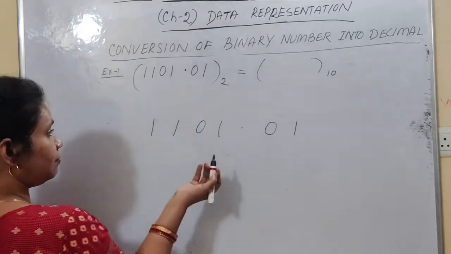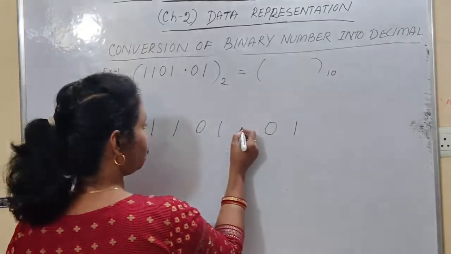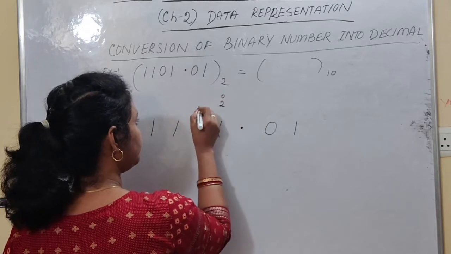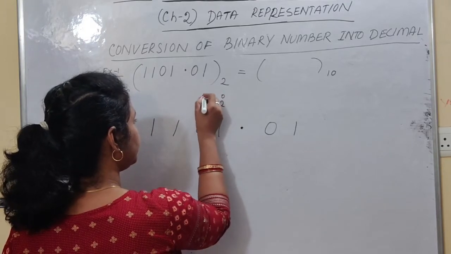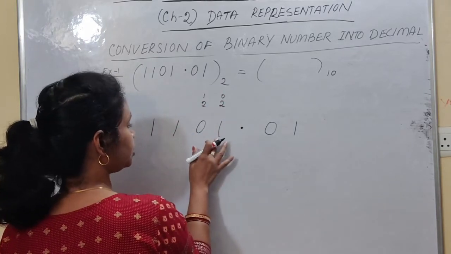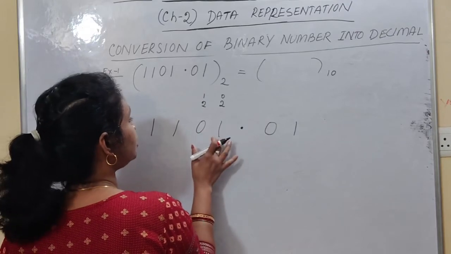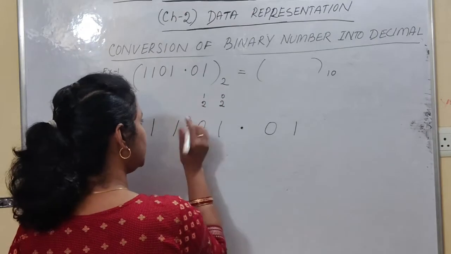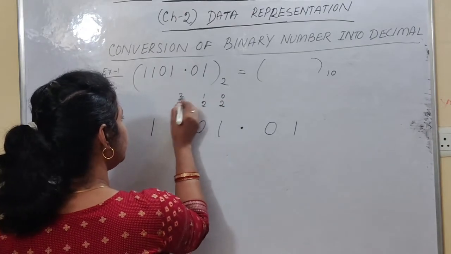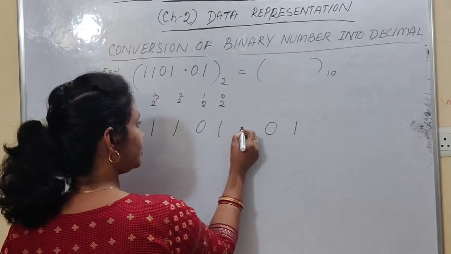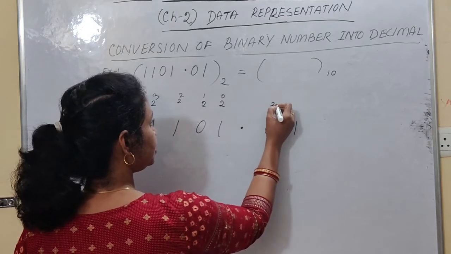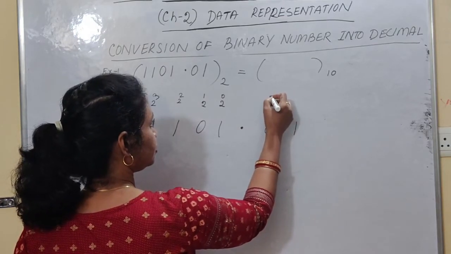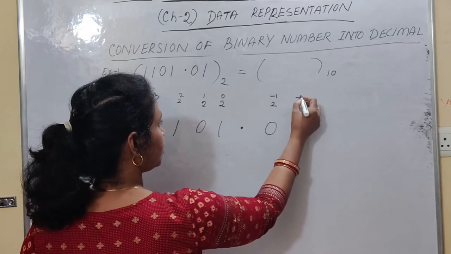Now just write the positional value before that fractional decimal point. This is 2 to the power 0 position, this bit having 2 to the power 1 position. Every time you just see this is your LSB, the least significant bit of that whole part. So this starts from 2 to the power 0, 2 to the power 1, 2 to the power 2, 2 to the power 3. After the decimal point, students, you need to remember the positional weight is 2 to the power minus 1, this is 2 to the power minus 2.